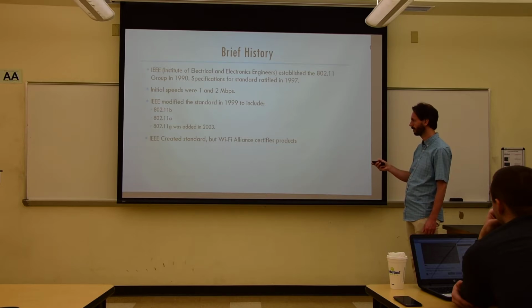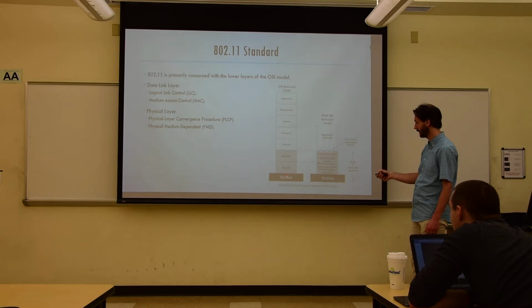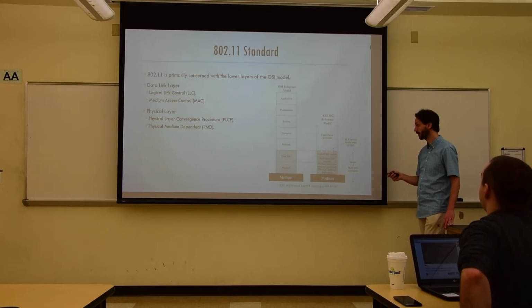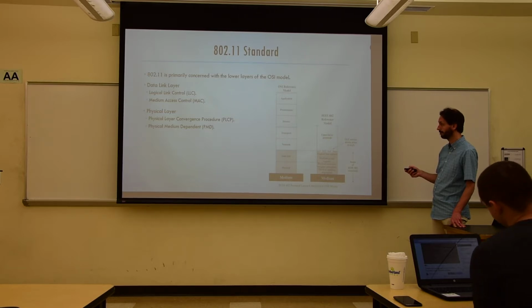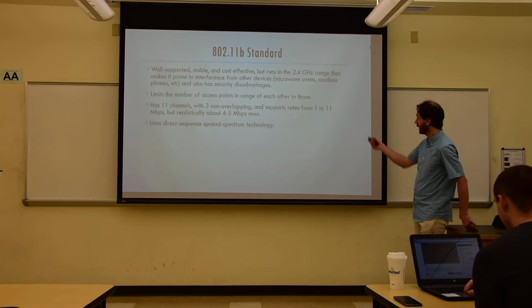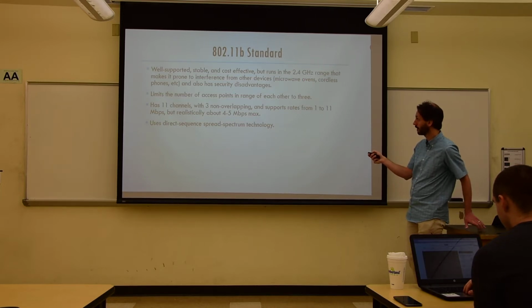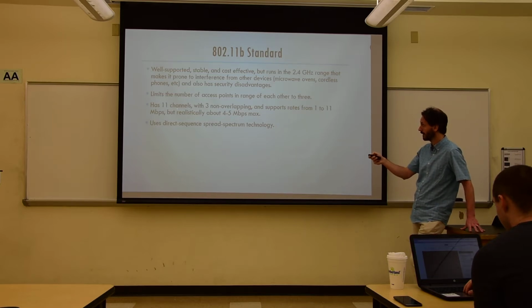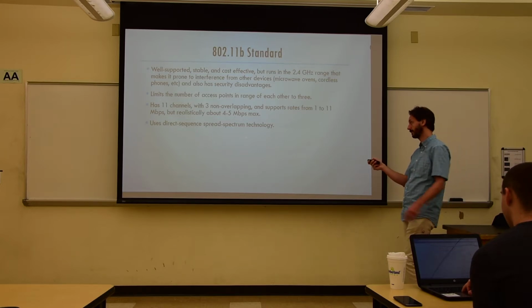That's kind of interesting. Okay, so the standard. Again, you have all these layers. It's the usual stuff, and again it's explained what is done in every single layer. So the standard tells you what's going on. Again, we have this free range that you can use. So it has 11 channels, 3 non-overlapping, and supports rates from 1 to 11 megabits per second, but usually it's 4 to 5. And it uses direct sequence spread spectrum technology.